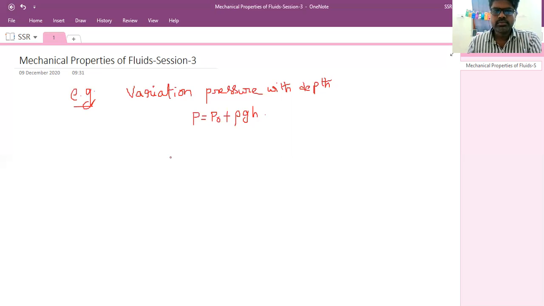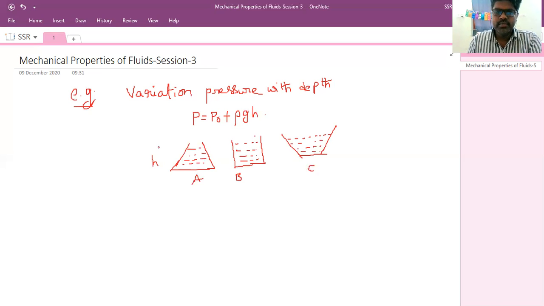Suppose you take 3 tumblers or 3 beakers of different shape. Let us take like this. And fill the liquid to the same height. You can observe that the base area will be the same in all the cases. So let us say tumbler A, B, C. The height of the liquid here is the same, h.